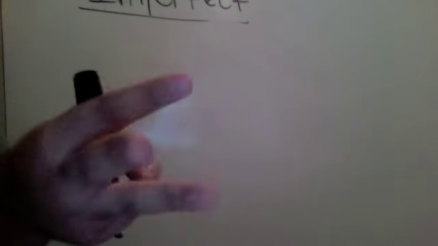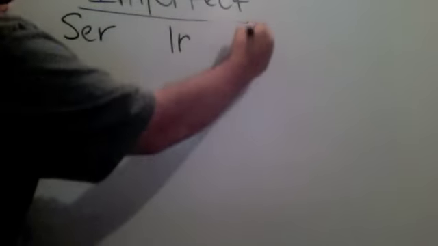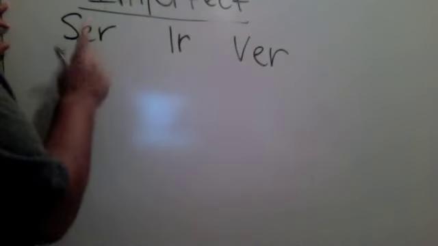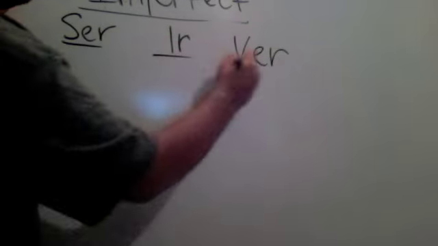Now, here's where imperfect is like everything else in Spanish and kind of confusing for new learners. Luckily, there are only three irregulars in the imperfect, which is great. And the verbs are ser, ir, and ver. To be, to go, to see. Okay, now let's conjugate these.